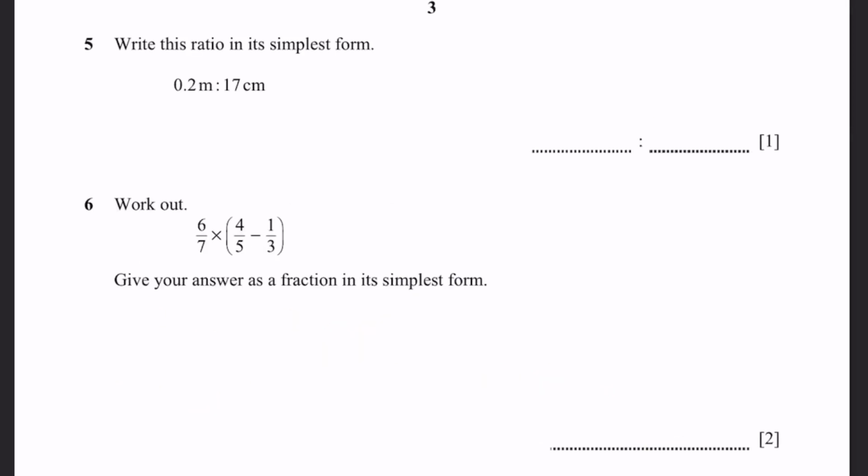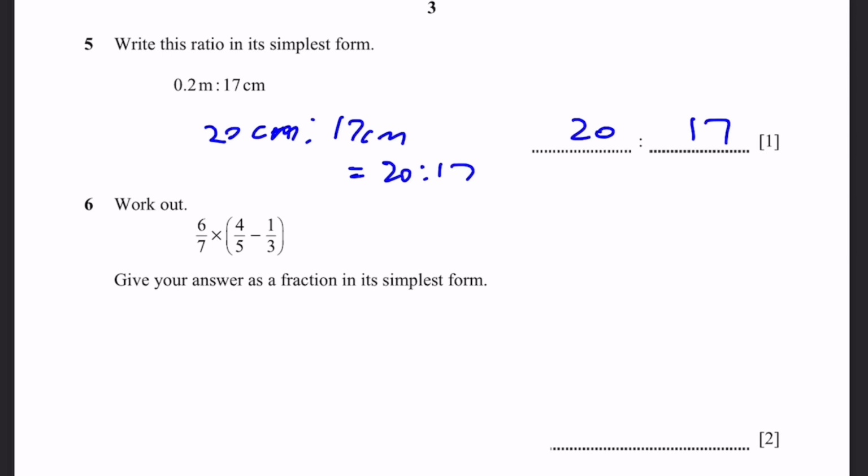Question 5. Write this ratio in simplest form. 0.2 meters is to 17 centimeters. We can convert this to the same unit. So 0.2 meters is 20 centimeters, and that is to 17 centimeters. So that's 20 is to 17.